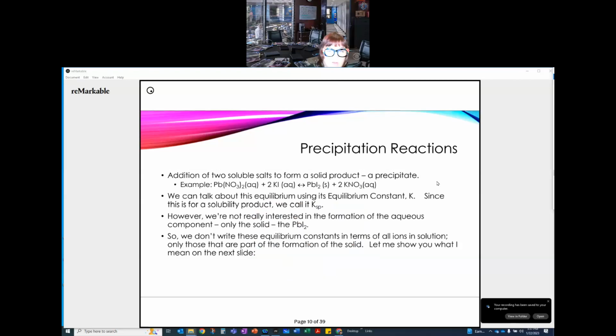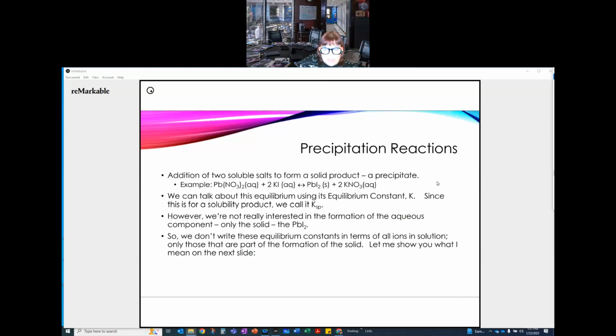Okay, now precipitation reactions are when we have two soluble salts, so two things that are completely soluble, i.e. completely in solution, completely dissolved, and they make something that's insoluble. All right. We can talk about this equilibrium using an equilibrium constant K. Since this is for a solubility product, that's what we call this thing, we call it a Ksp. So that's why this has that designation Ksp, right?